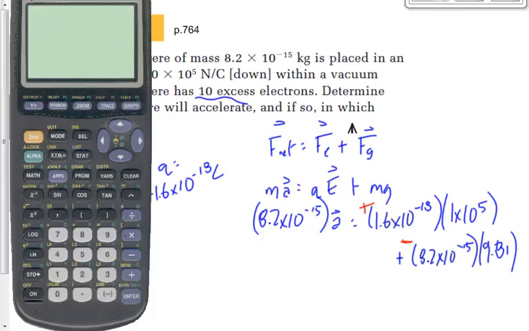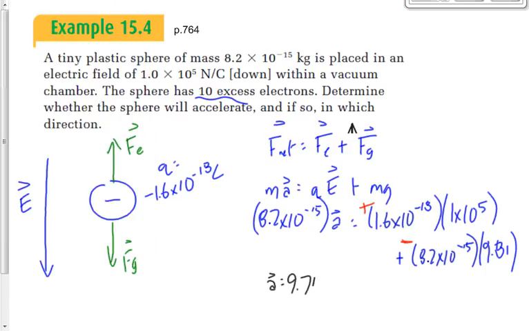So 1.6 times 10 to the minus 18, not 19, times 1 times 10 to the 5. Subtract from that, use some brackets here, 8.2 times 10 to the minus 15 times 9.81. And now let's divide that by 8.2. We get 9.70. Two digits should be 9.7.